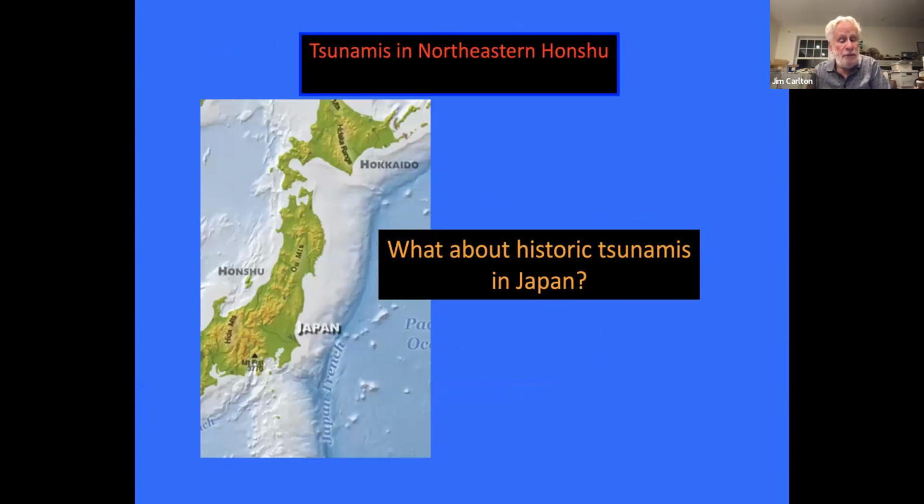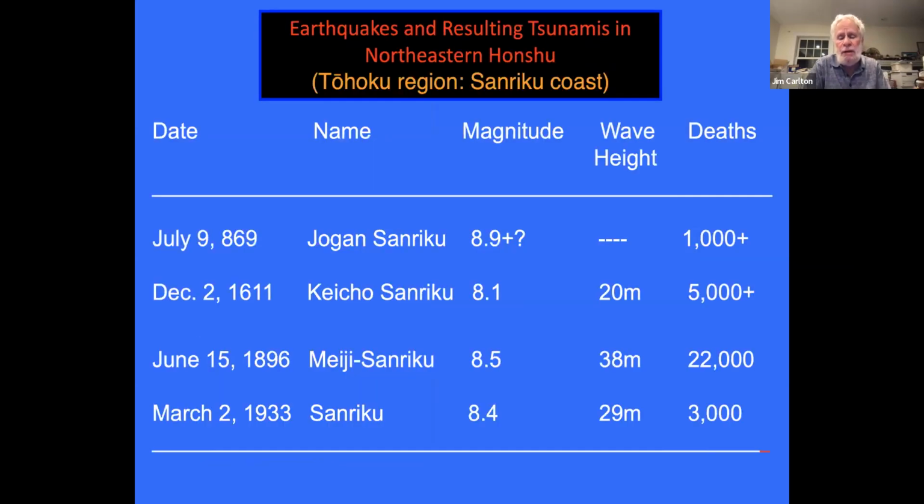Another question that came up is, why 2011? What about before 2011? What about historic tsunamis in Japan? Why didn't we see this before? Turns out there's a pretty good record. And if we restrict that record just to the area of the 2011 tsunami, we can go back to the year 869 with roughly similar tsunamis of magnitude, presumptive wave height, all the way up to 1933. We're not going to get a lot of information prior to 1933 from the record.